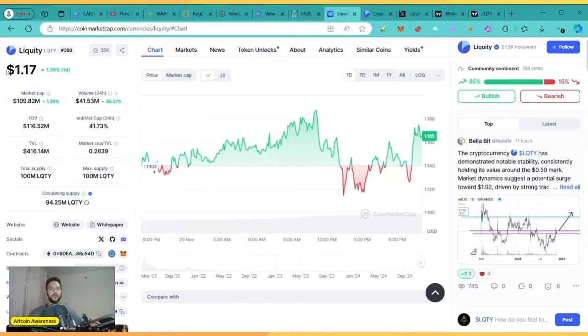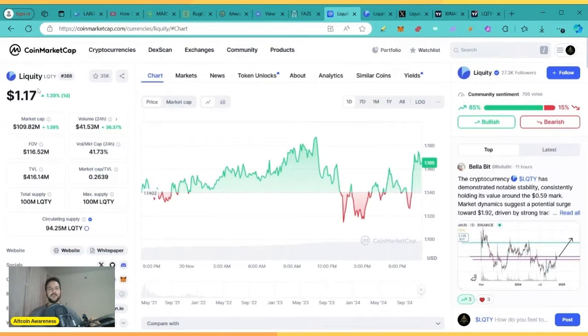As you see here on CoinMarketCap, Liquity is currently ranked 388. The price is at $1.17, 1.40% up for the day. And the market cap is sitting right below 110 million. That means there is a lot of room to grow, lots of potential upside here.